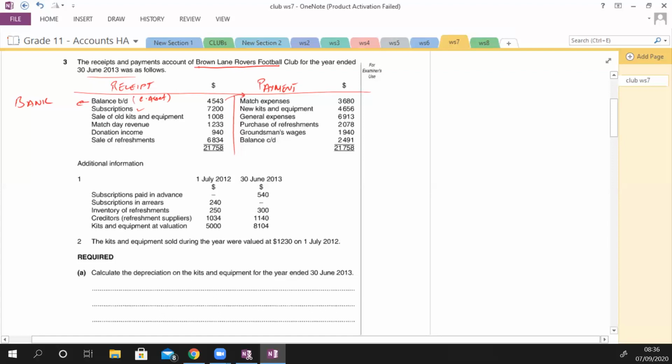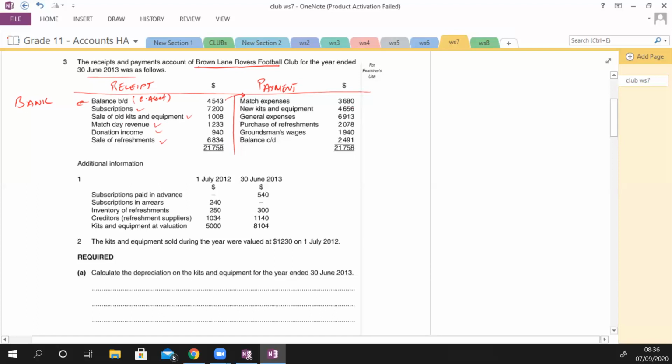Because it's on the receipt side. Sale of old kits and equipment. This is the amount that you received from selling a non-current asset. Match day revenue, the revenue from a match you held, traditional income and sale of refreshment. These are all the receipts.